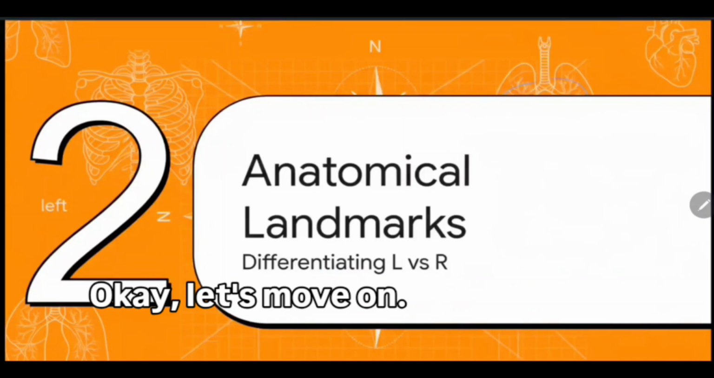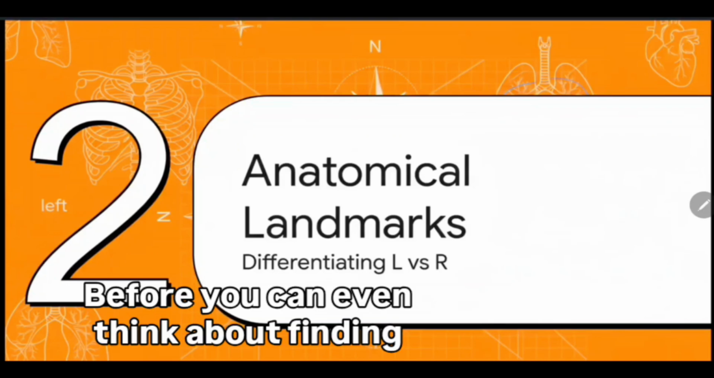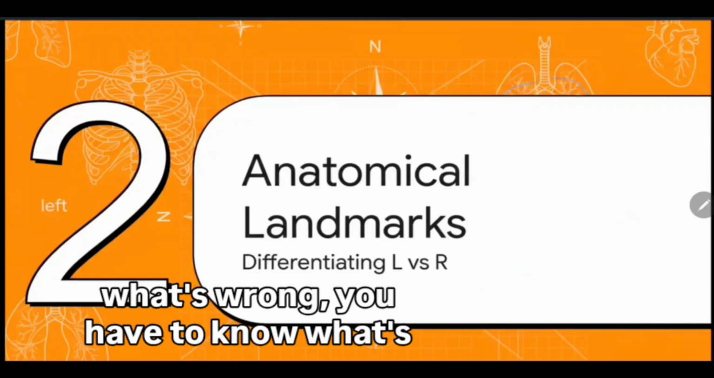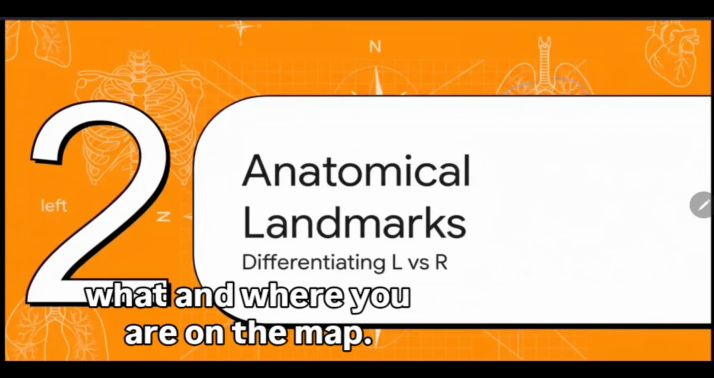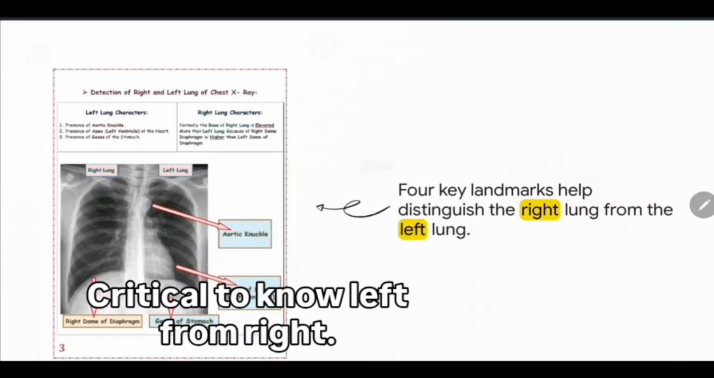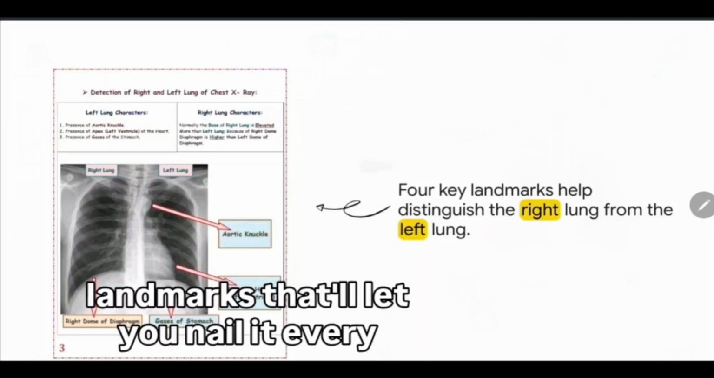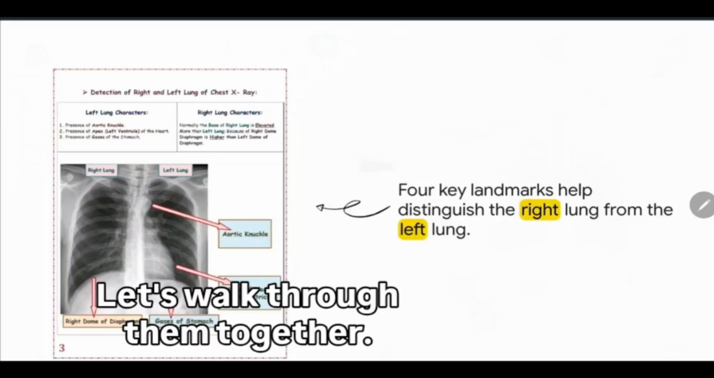Okay, let's move on. Now that we know what an X-ray is, we need to figure out how to get our bearings. Before you can even think about finding what's wrong, you have to know what's what and where you are on the map. All right, look at this. This is basically our roadmap. It is absolutely critical to know left from right. And thankfully, there are 4 key landmarks that'll let you nail it every single time. Let's walk through them together.